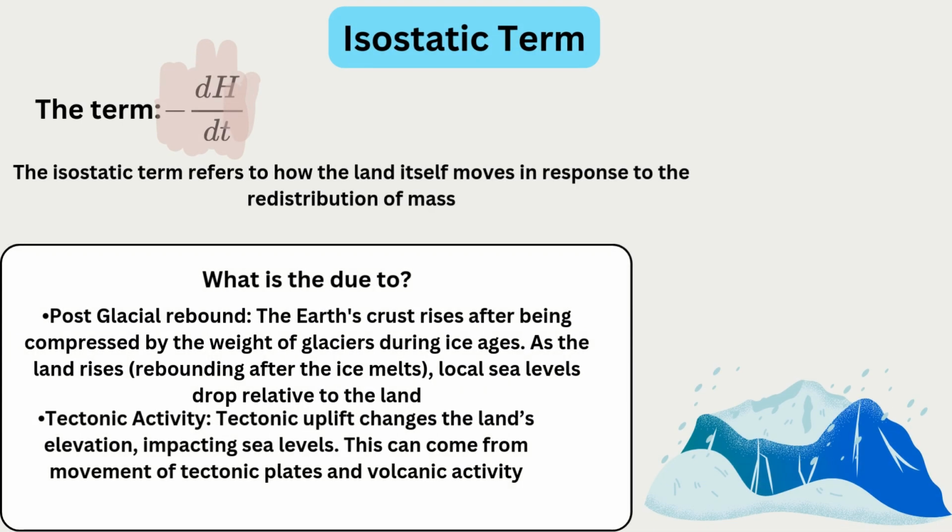The third term in this equation is known as the isostatic term. The isostatic term refers to how land itself moves in response to the redistribution of mass. And what is this due to? First of all, there's post-glacial rebound, and this is when the Earth's crust rises after being compressed by the weight of glaciers during ice ages. As the land rises, local sea levels drop relative to the land. And this is happening today in places in Scandinavia, such as Greenland, and also in places like Canada.